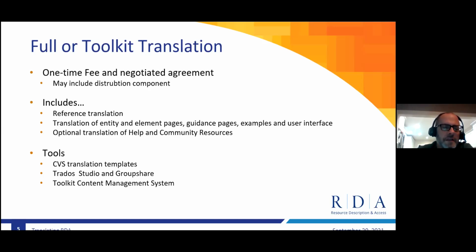To complete this translation, again, you get access to the CSV translation templates for the registry information, the reference information. You also get access to Trados Studio and GroupShare. We'll try to provide training and support for that. It's really powerful translation software, and the licenses are hosted online, so you can access it from wherever you are and work in that environment to do most of your translation. Most of the translation work will occur in the Trados software.